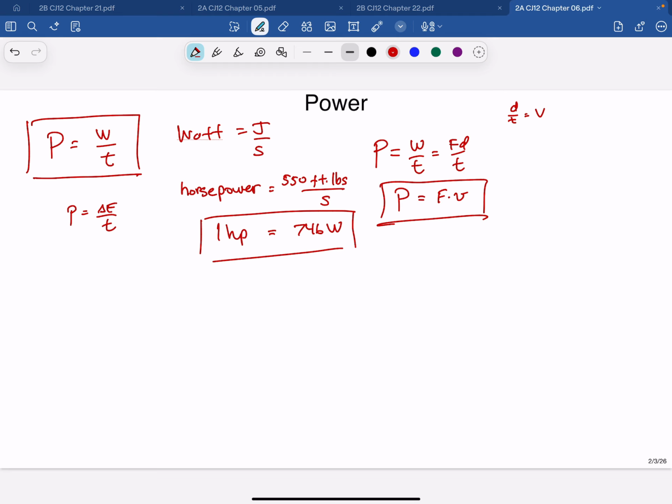All right. 746 watts, 550 foot-pounds per second. Is a human being capable of a horsepower? No. Train hard enough. Can a human being lift 550 pounds of force through a distance of 1 foot in 1 second? Not without ripping their spleen, on average.